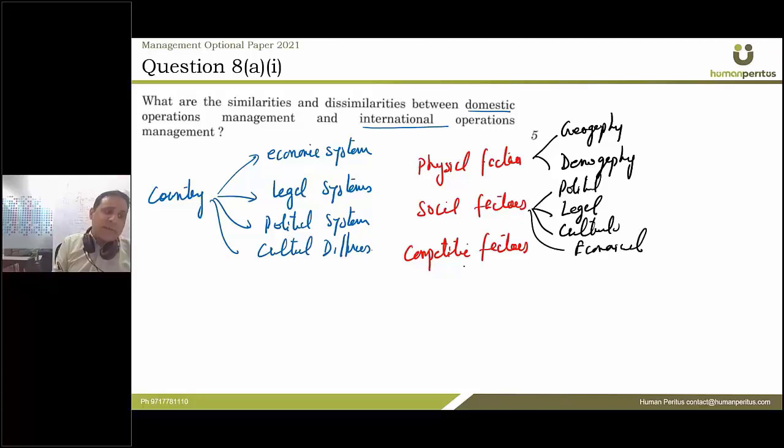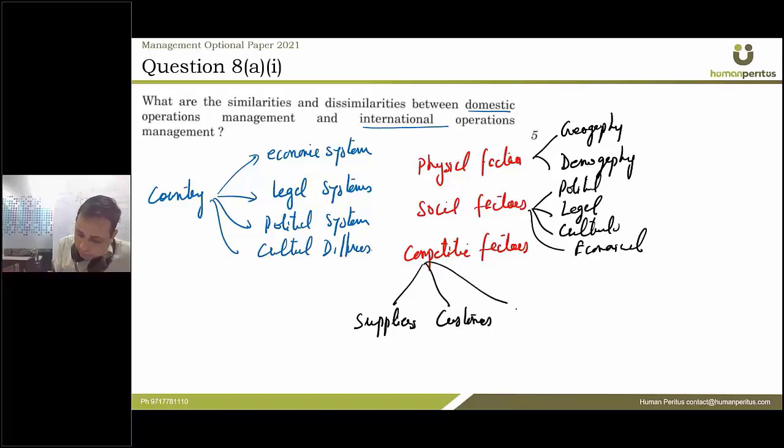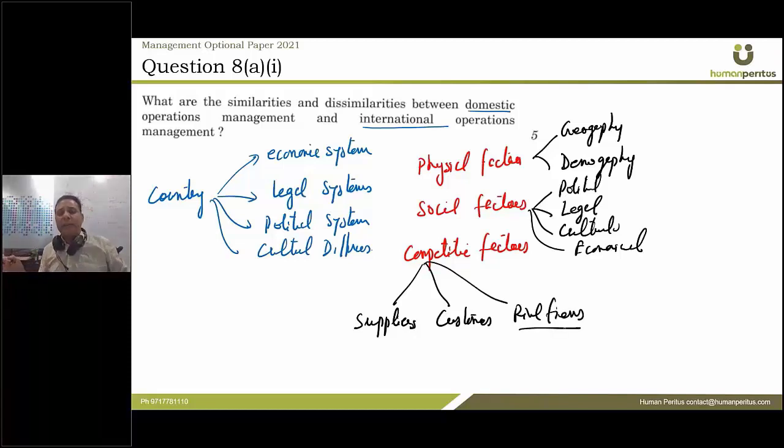economical. Similarly, there are also differences because of competitive landscape, and to understand those differences or similarities, we have to look at our suppliers, we have to look at our customers, we have to look at the rival firms. So based on these factors, we can develop our answer.